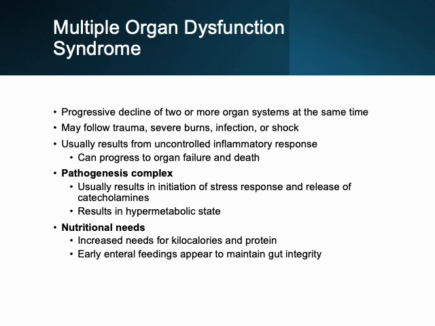With MODS, or multiple organ dysfunction syndrome, this involves the progressive failure of 2 or more organ systems. So, like the renal and the hepatic, or the renal, hepatic, and cardiac, or the renal, hepatic, cardiac, or respiratory systems. Just 2 or more at the same time.